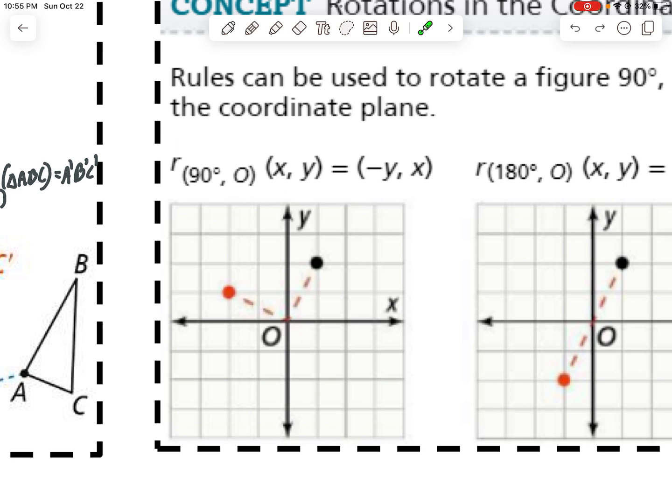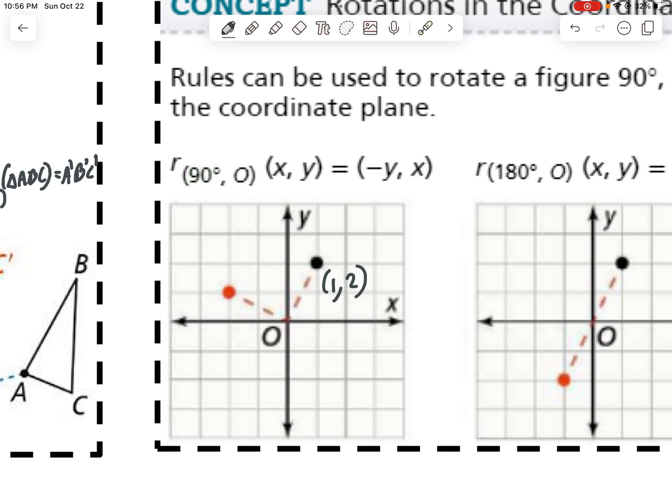All right, this says rotate 90 degrees about the point O, which could also stand for origin, with our input of x and y. So if I've got this coordinate, it is at the coordinates 1, 2. If I'm going to rotate it 90 degrees, that is positive, so I'm going to go counterclockwise.